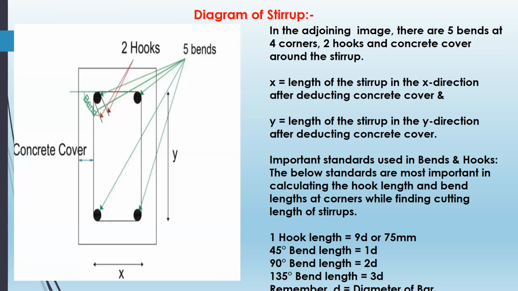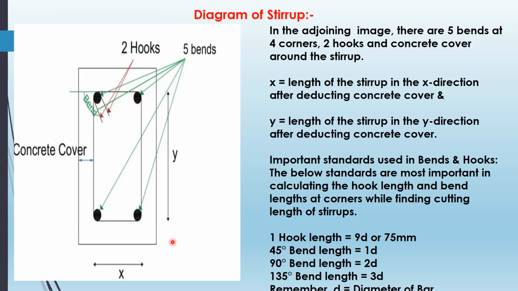Now let us talk about the image. Here you can see there are 5 bends. This is 1 bend, this is the 2nd bend, this is the 3rd bend, this is the 4th bend, and this is the 5th bend. And 4 corners: 1, 2, 3, 4. And there are 2 hooks, 1 and 2. Now there is a concreting cover.